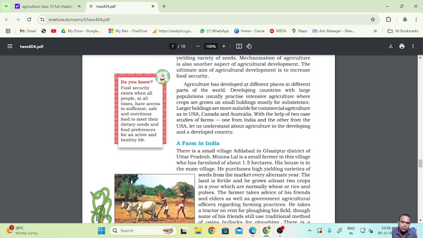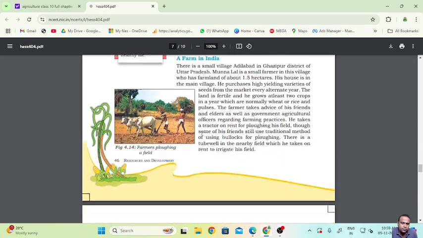Agriculture has developed at different places in different parts of the world. In developing countries, large areas of crops are grown on small holdings, mostly of subsistence. Larger holdings are more suitable for commercial agriculture, as in USA, Canada, and Australia. With the help of two case studies of farms, one from India and the other from USA, let us understand agriculture in a developing and a developed country.